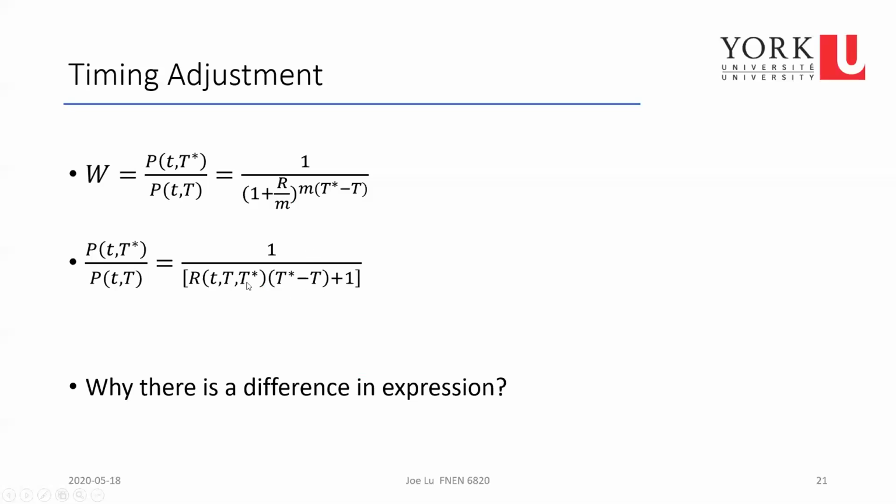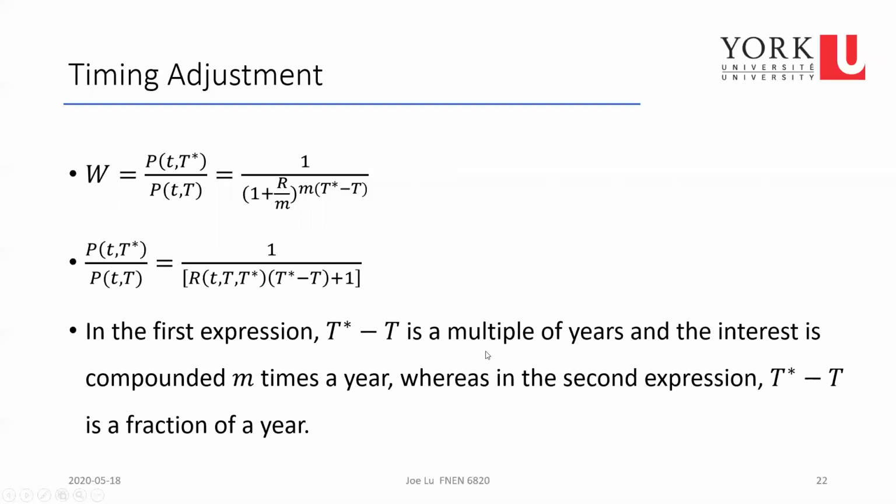Now there's a little bit of a difference in expression here. So we have an M here, and in the earlier ones we don't have that. So why is there a difference in the expression? Well, in the first expression here, this T star minus T is a multiple of years, and the interest is compounded M times a year. So this is like 5 years, and this is like 4 times a year, okay?